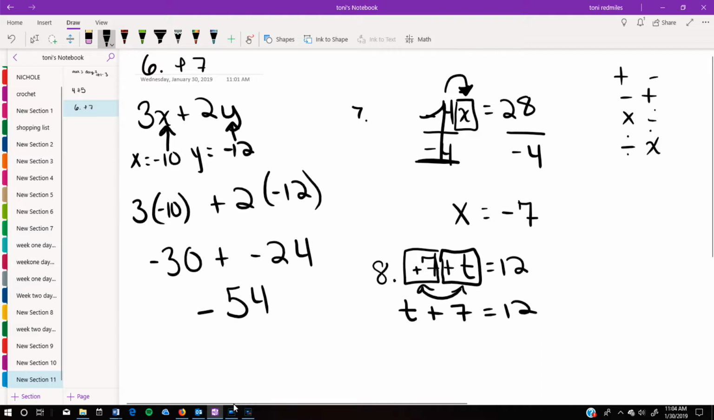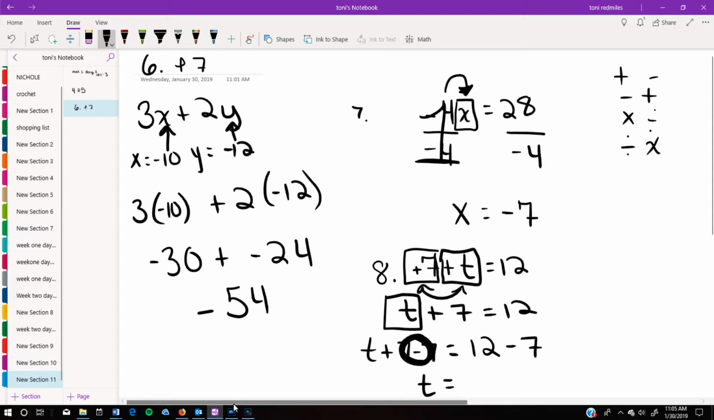Alright, so I got to ask myself, what is the 7 doing to the t? Well, it's adding to the t, and the opposite operation of adding is subtracting. So I am going to subtract 7 from both sides. Okay, what I do to one side, I have to do the other. Plus 7 minus 7 gives me the 0 I need. Okay, so I'm just left with t. 12 minus 7 is going to give me 5.